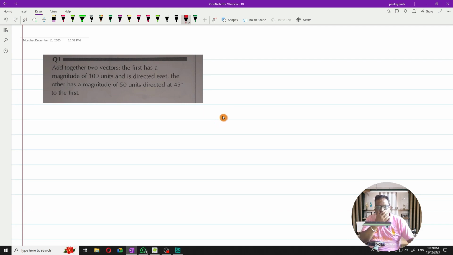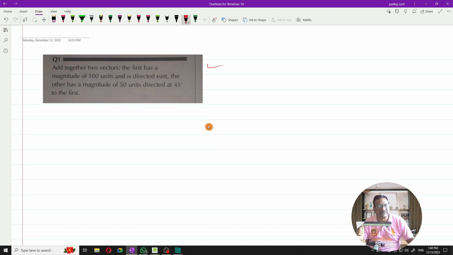Okay, so the very first question you can see on the screen over here says that add together two vectors. The first has a magnitude of 100 units and is directed east. The other has a magnitude of 50 units and is directed at 45 degrees to the first. Okay, so first I will show you how we have to solve this problem, and then I will exactly draw it on the graph paper according to the scale, and I'll show you what the answer is and how to work it out.